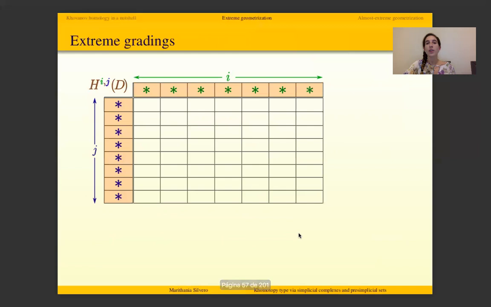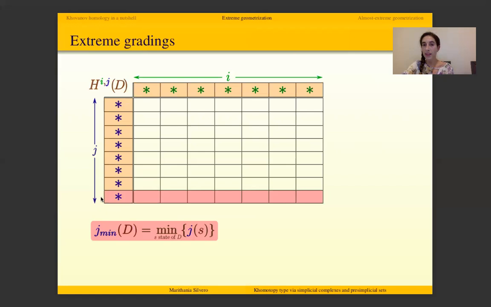So imagine this is the Khovanov homology, let's say complex, not Khovanov homology tables, but the Khovanov complex. So we have something like that. When we move to the right, the i index, the homological index, is increasing. And when we move up, the j index is increasing, okay? We're going to say that j min is the minimal value of j so that there exists a state of the diagram having this j index. So remember, each state has an associated i index and a j index. So compute all states associated to the diagram and compute the j index for all of them. The smallest value of j is going to be this j min of the diagram.